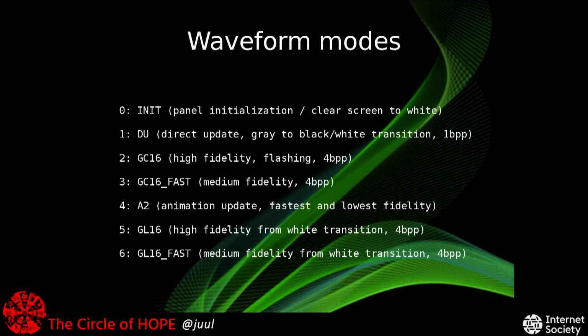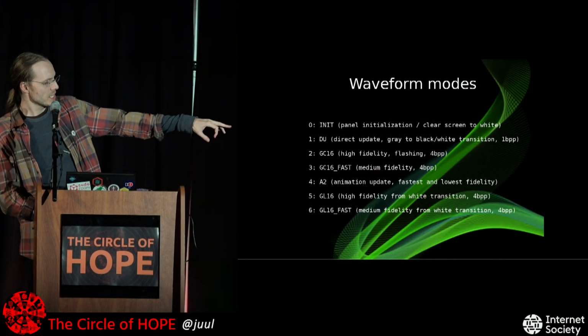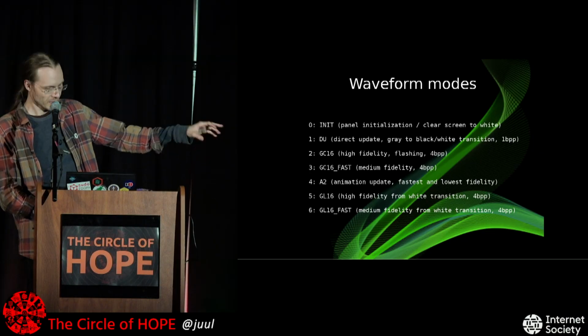The first one is just panel initialization. Then there's a direct update mode, which is this kind of backwards compatibility mode. It's 1 bit per pixel, only monochrome. And then there are 2 modes that are a high fidelity slow version and a medium fidelity faster version of this flashing update mode, where it wipes everything white, then black, then does what you want. So it makes it really crisp and clear and wipes away a lot of that damage that we were seeing before. Then there's this very interesting animation update, and then there are 2 non-flashing modes.